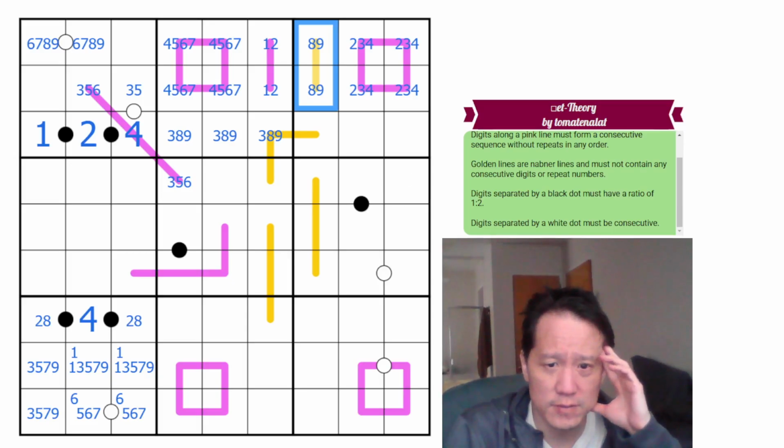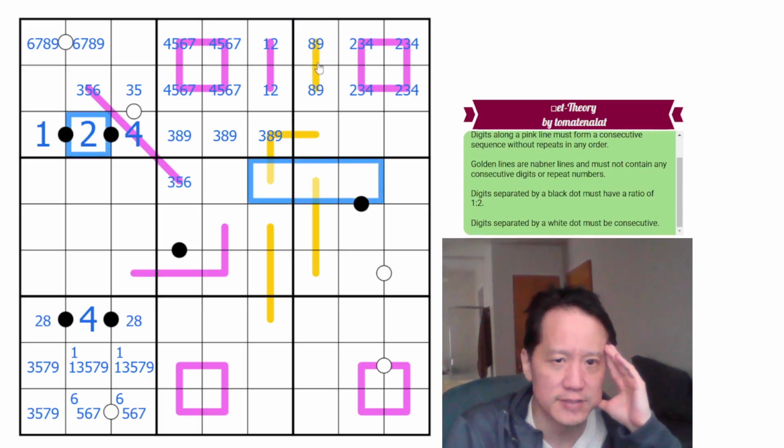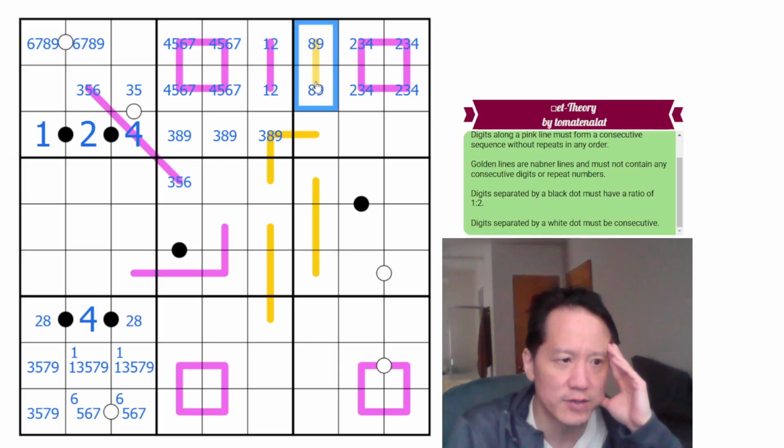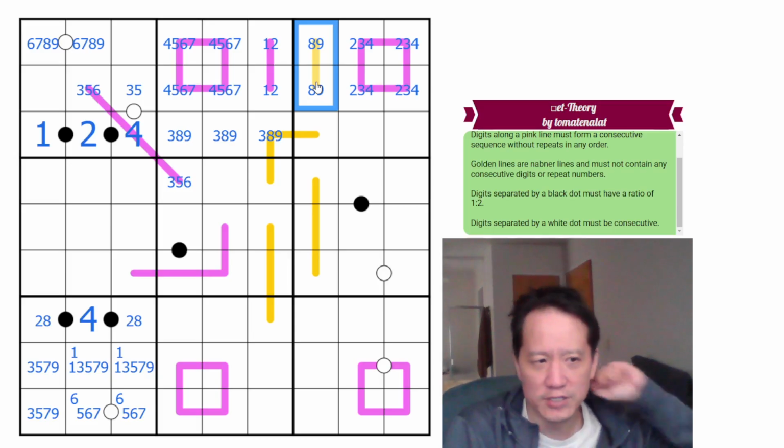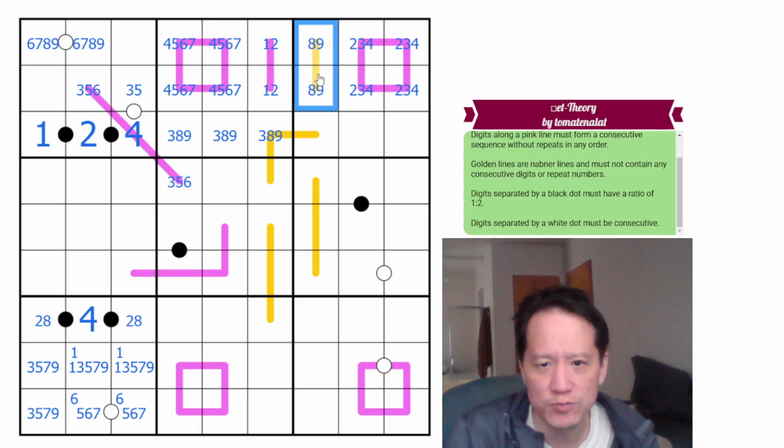Okay. Because this is a clear cut thing that this has to be 8 and 9 then, which is not allowed by the Nabner line, right? So this is telling me that somewhere in my logic previously something was wrong.